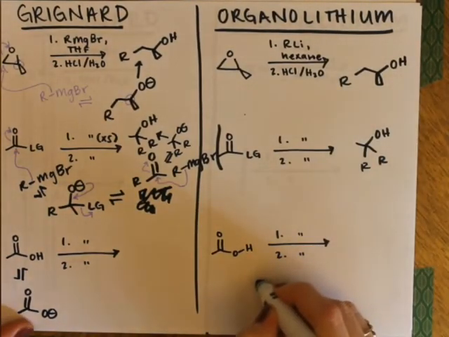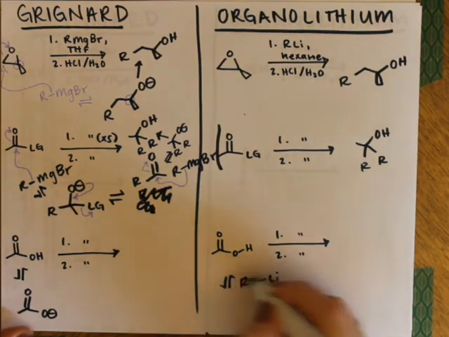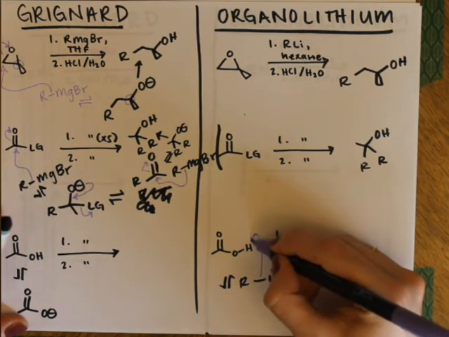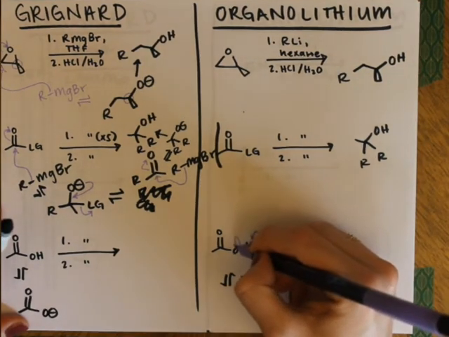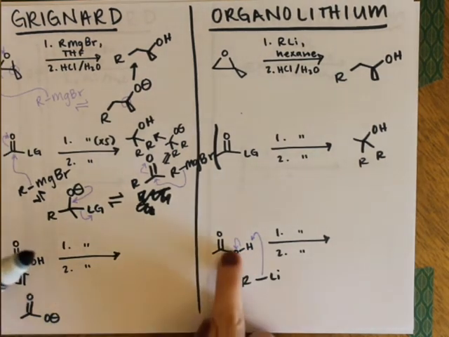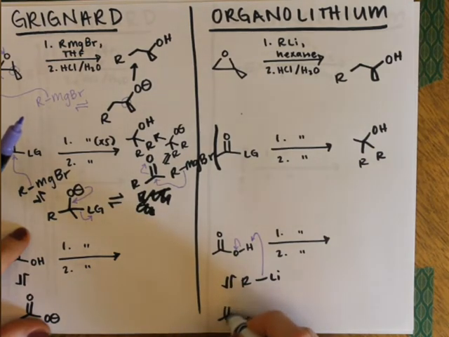Same deal if I reacted with RLi. This is a really good, not just a good nucleophile, it's a strong base as well. And so it's going to grab that proton, put the electrons between O and H back onto the oxygen. So now I have this carboxylate.